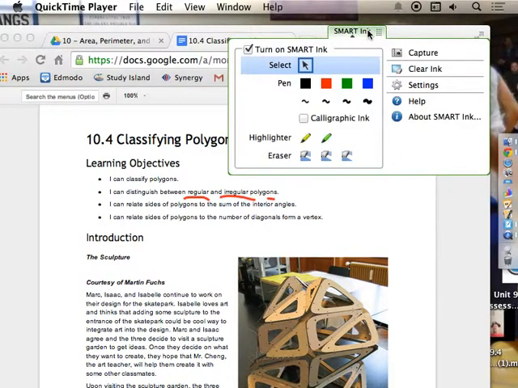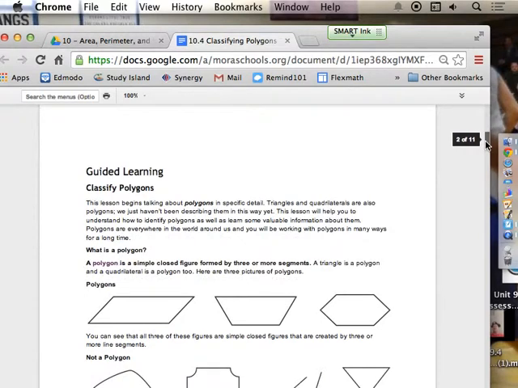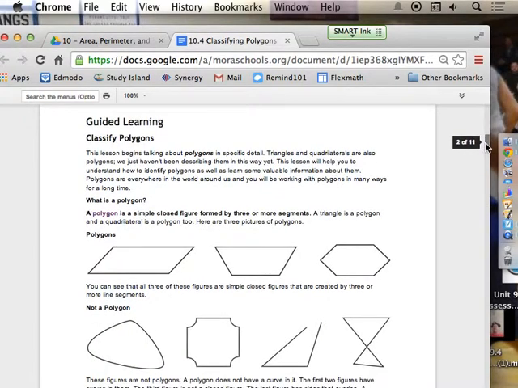Polygon. A polygon is any enclosed figure that has straight lines. Okay? So, polygon, polygon, polygon. All straight lines, enclosed. We've gone over this already this year.